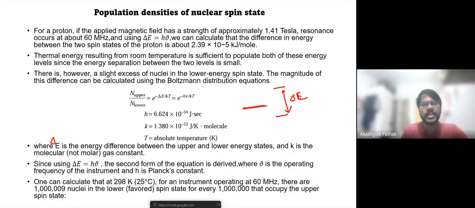So how do you get this population difference? That is what is explained here. The thermal energy resulting from room temperature is sufficient to populate both of these energy levels, since the energy separation between the two levels is very small. It is 2.39 times 10 to the power minus 5 kilojoule per mole when the external magnetic field corresponds to a frequency of 60 megahertz. Because this difference is very low, the thermal energy at room temperature will be sufficient to get a population on the lower energy state as well.